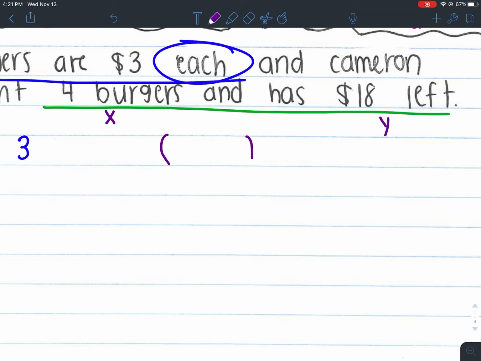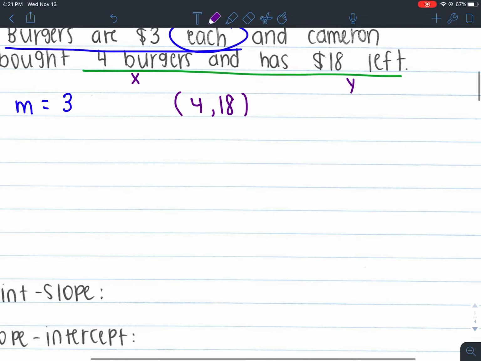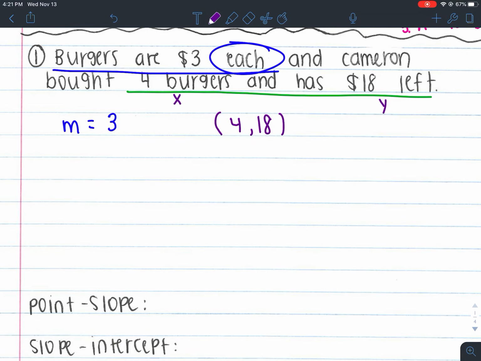So when I make a point, remember it's x comma y. So in this case, 4 comma 18. That's our point. We're given a slope and a point.